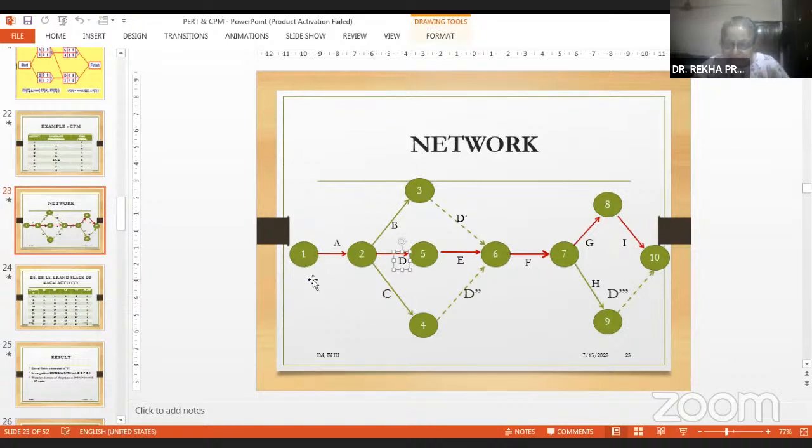From A, B, D, and C, all these three activities are starting. After you have completed A, maybe suppose you are launching a play. So you have decided that this particular play will be launched on this particular day. Then you decide who will direct the play, who will finance the play, who all will act in the play. So B, D, and C can be these three things.